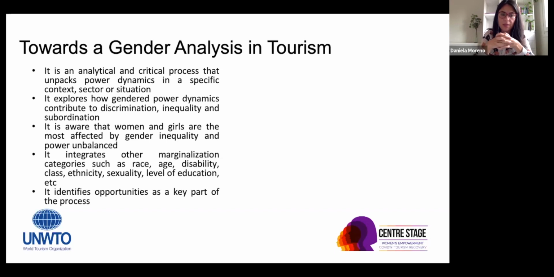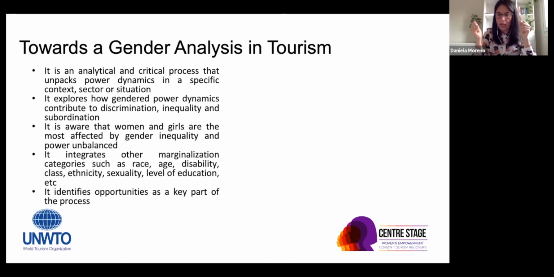by gender inequality. Then a gender analysis in tourism integrates other marginalization categories such as race, age, disability, class, ethnicity, sexuality, or level of education. This is very important. I mean, when we carry out a gender analysis in tourism, it's not only about women and men as a general category of analysis. We have to include other kinds of categories.